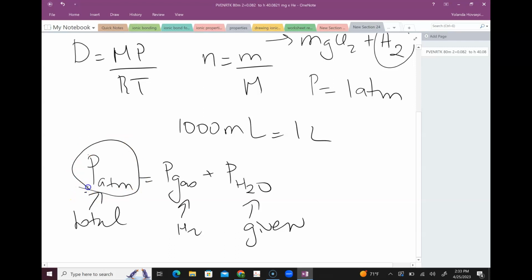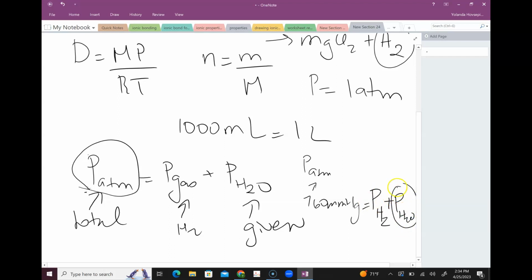So what that means is if I'm going to assume that atmospheric pressure is 760 millimeters of mercury or 1 atm, whichever one you want to use, then I'm going to say the partial pressure of hydrogen is equal to this, plus the partial pressure of water. Now, how do I calculate this? This is not a calculation. This is a table where it's given to you. So the partial pressure of water is dependent upon temperature. So maybe it's like 24 millimeters of mercury for 22 degrees Celsius, something like that.